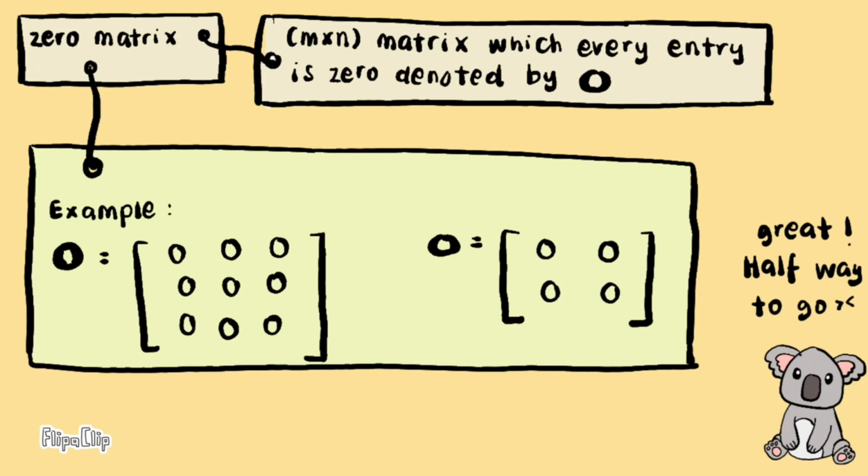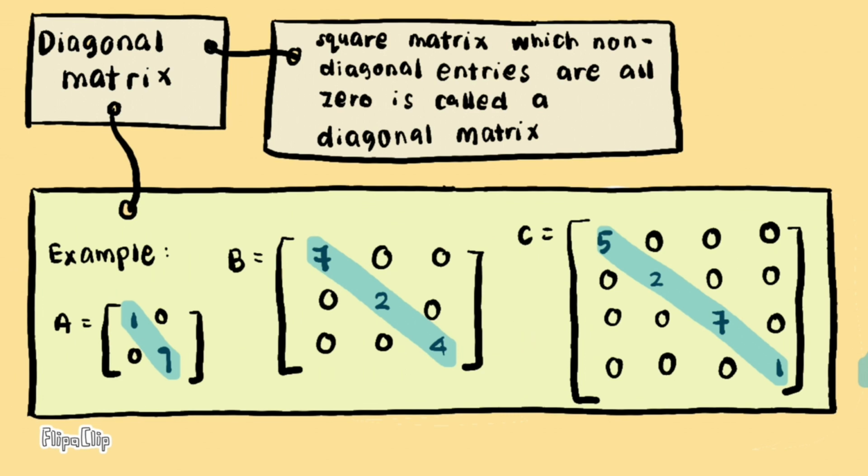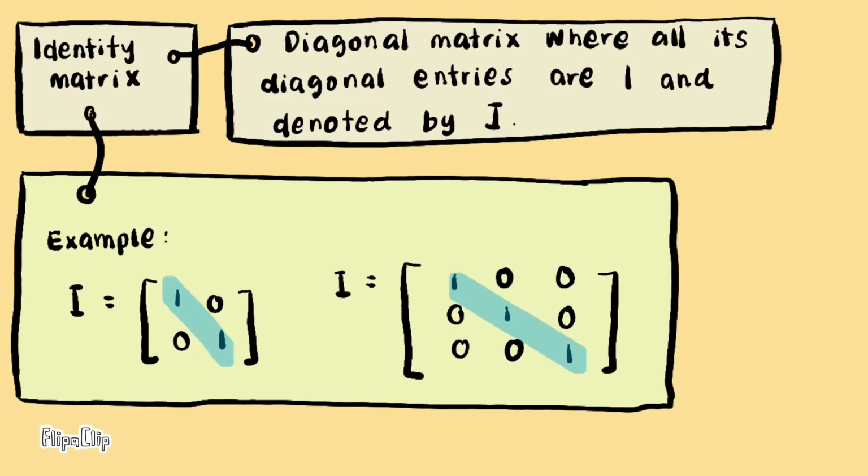Let's talk about the diagonal matrix. A diagonal matrix is a square matrix in which the non-diagonal entries are all 0. Let's take a look at the numbers that I have highlighted. They are filled with valued numbers, but the non-diagonal part is filled with zeros. Next is the identity matrix. An identity matrix is a diagonal matrix where all its diagonal entries are 1, denoted by I. As we can see here, the non-diagonal part is filled with zeros.